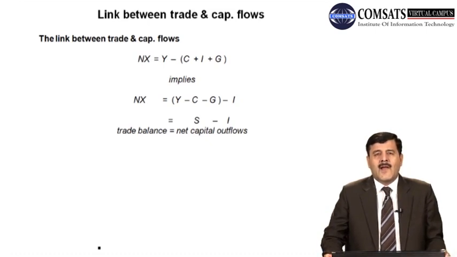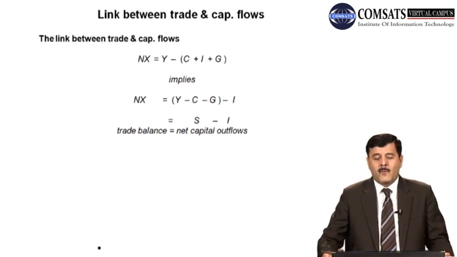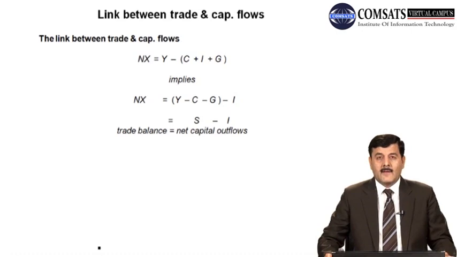As we know, NX, net exports, is equal to Y minus (C plus I plus G). If we rearrange the equation, we can write Y minus C minus G minus I, so net exports is equal to S minus I, right? So NX is equal to S minus I. And S minus I, as we said, is the country's net capital outflow. We can say that NX, net exports, is equal to the net capital outflow.